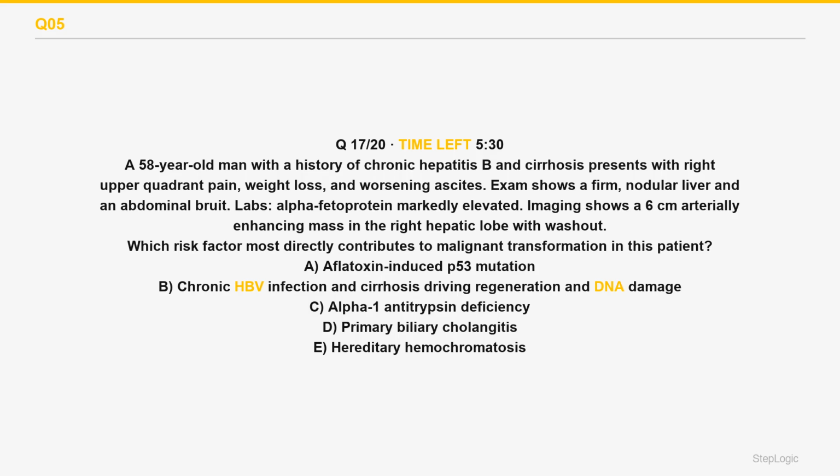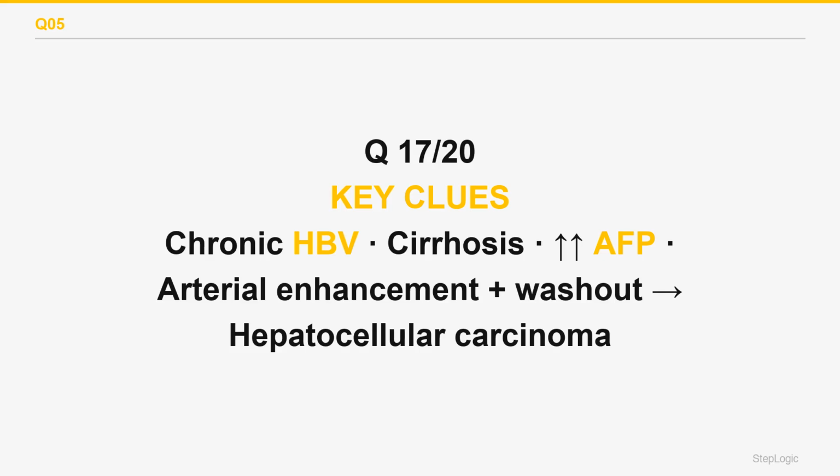Read the command. Which risk factor most directly contributes? Chronic hepatitis B, cirrhosis, nodular liver, very high AFP, arterially enhancing mass with washout: hepatocellular carcinoma. Hepatocellular carcinoma arises most often on a background of chronic liver injury and cirrhosis. In this patient, chronic hepatitis B is the direct driver.